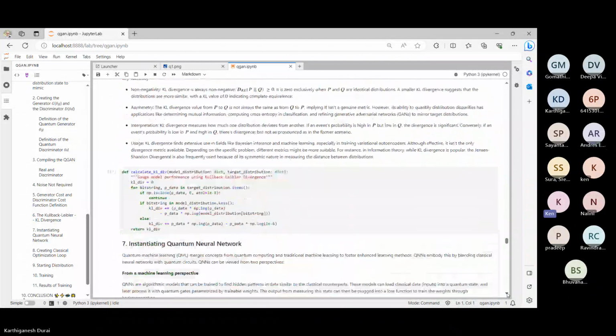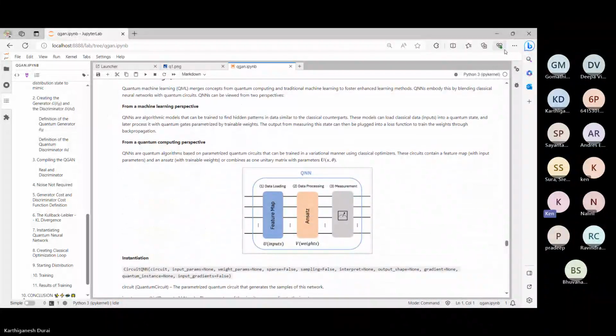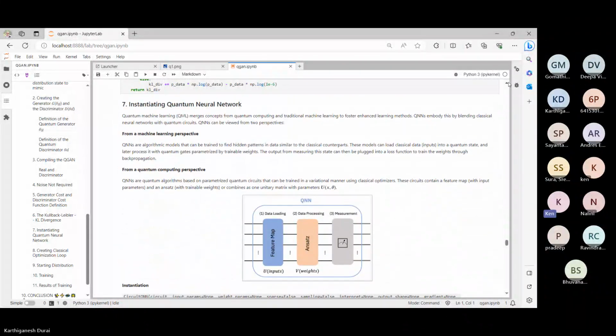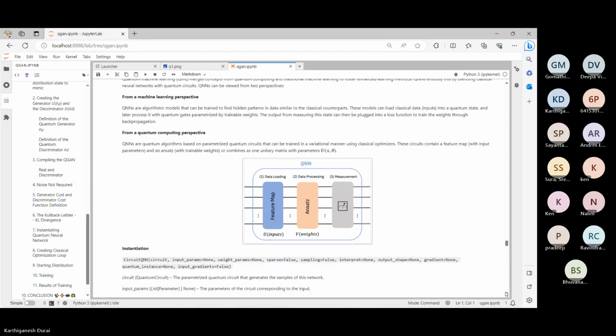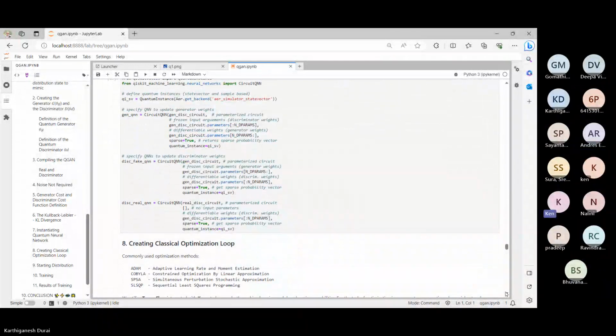Yeah, keep going. We've defined this. So this is just the code cell for that. But now we instantiate. So 7 here is we're instantiating our quantum neural network. And as we mentioned earlier, if you could scroll down now to that code cell. So in that code cell, we're defining our quantum circuit, our QNN.